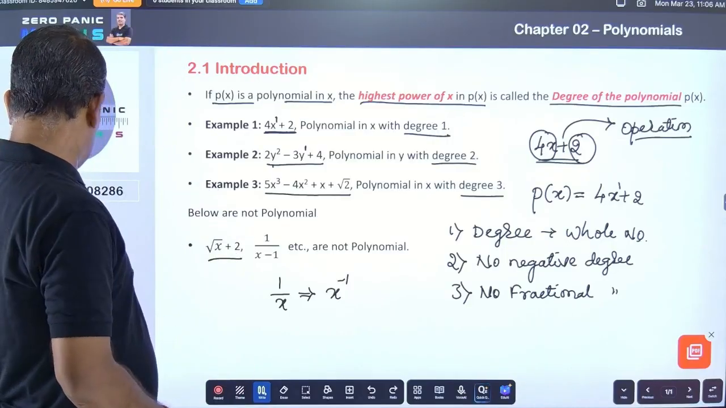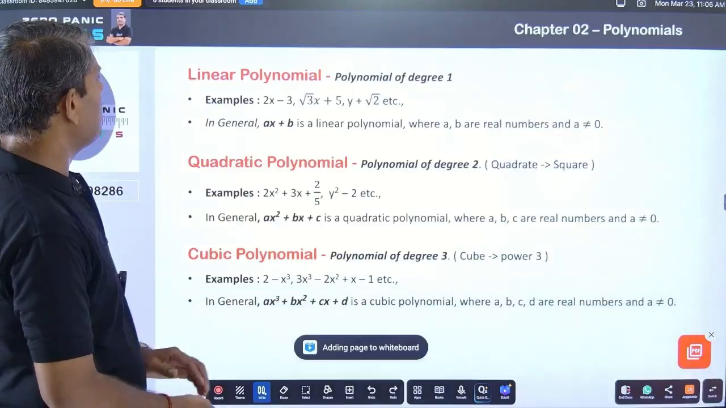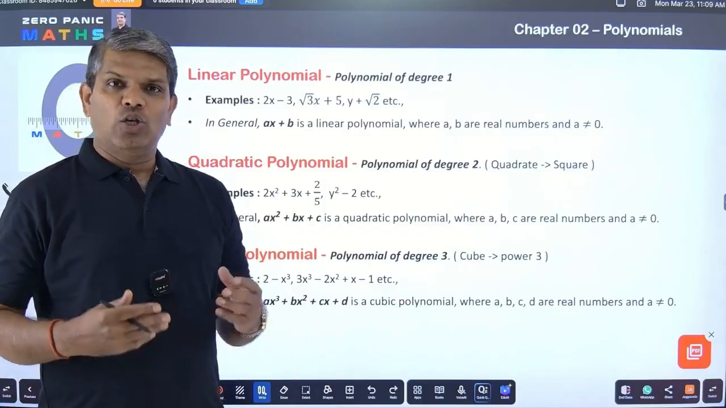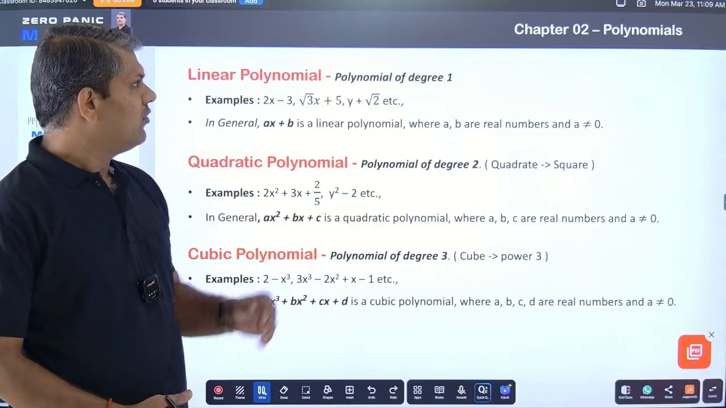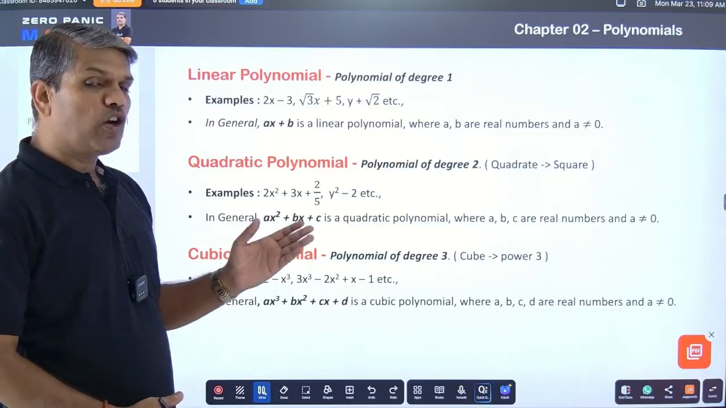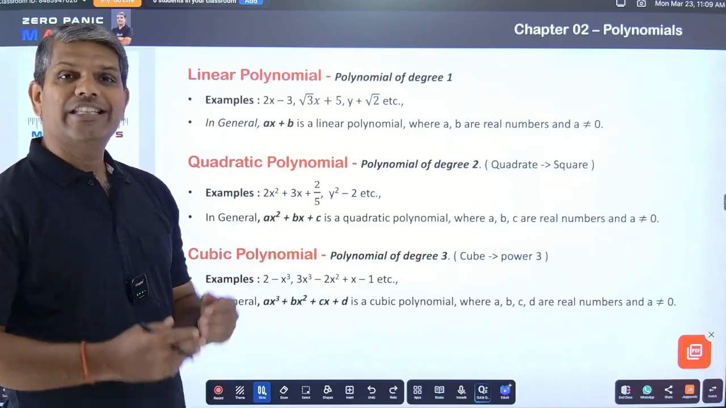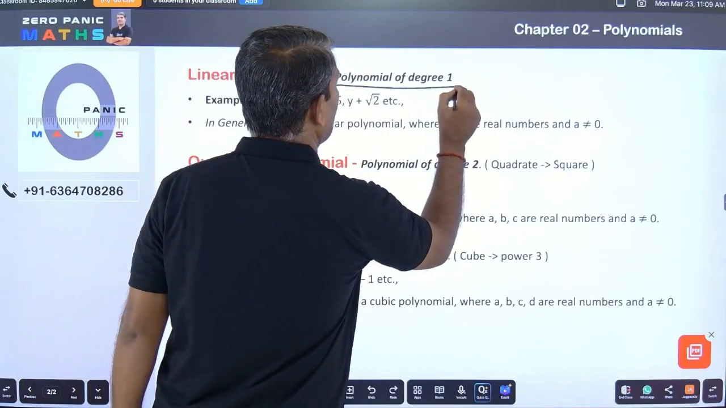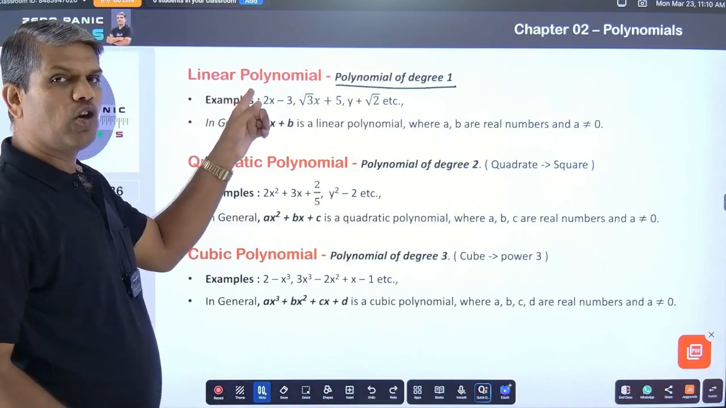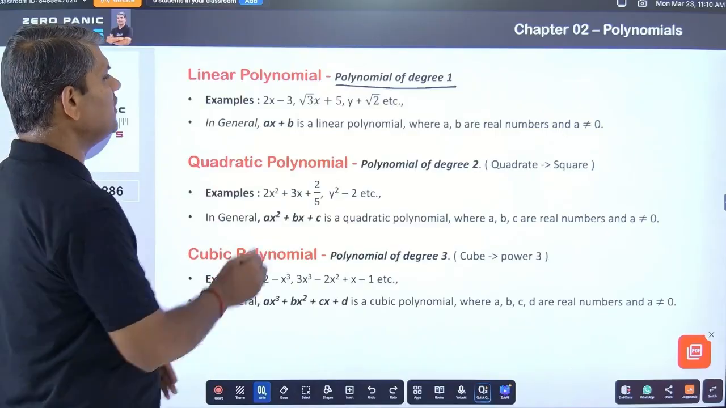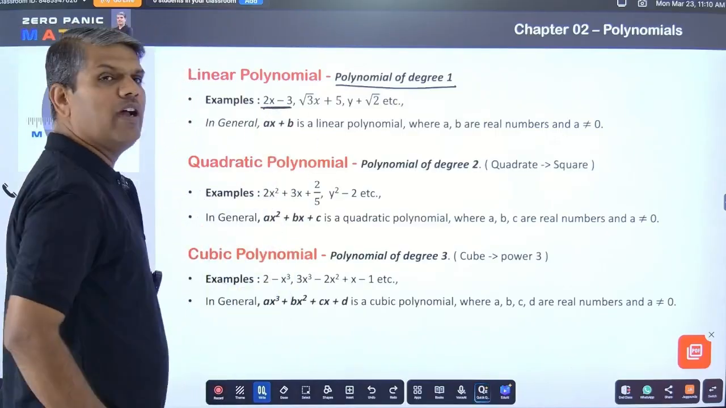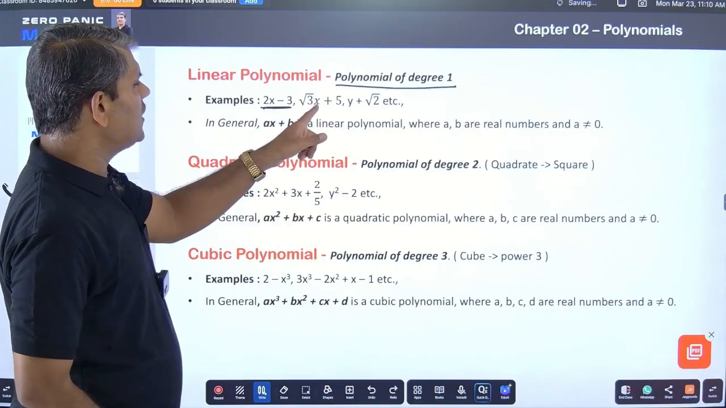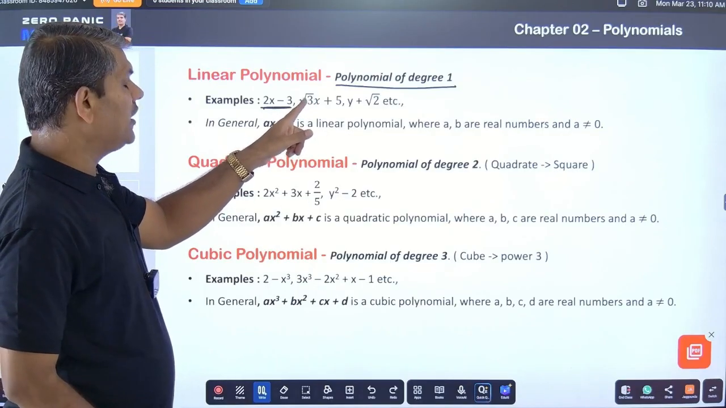Now let us see some of the important kinds of polynomials. Knowing what the degree of a polynomial is, we can categorize polynomials into different types based on the degree. To start with, a polynomial of degree 1 is called a linear polynomial. So what is a polynomial with degree 1? An example is this, a polynomial in x with degree 1. It is also a polynomial with degree 1.